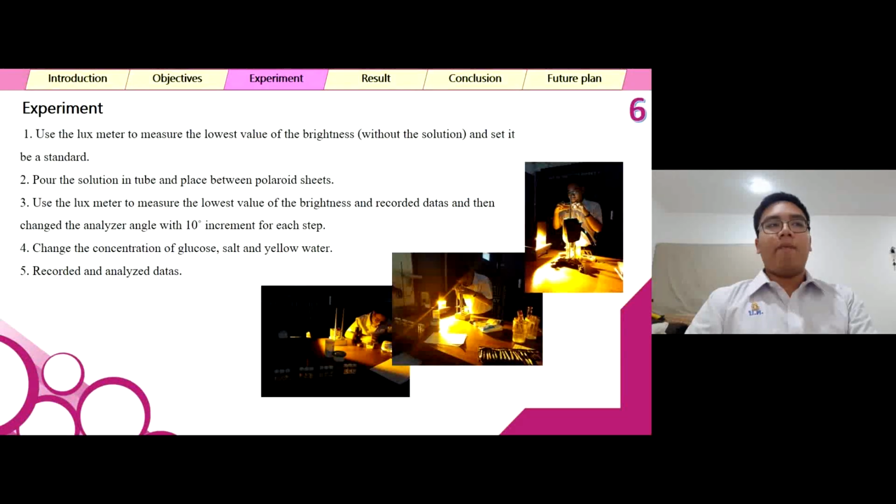This is the experiment. Step 1: use the luxmeter to measure the lowest value of the brightness without the solution and set it to be a standard. 2. Pour the solution in tube and place between polaroid sheets. 3. Use the luxmeter to measure the lowest value of the brightness and record data, and then change the analyzer angle with 10-degree increment for each step. 4. Change the concentration of solution. 5. Record and analyze data.